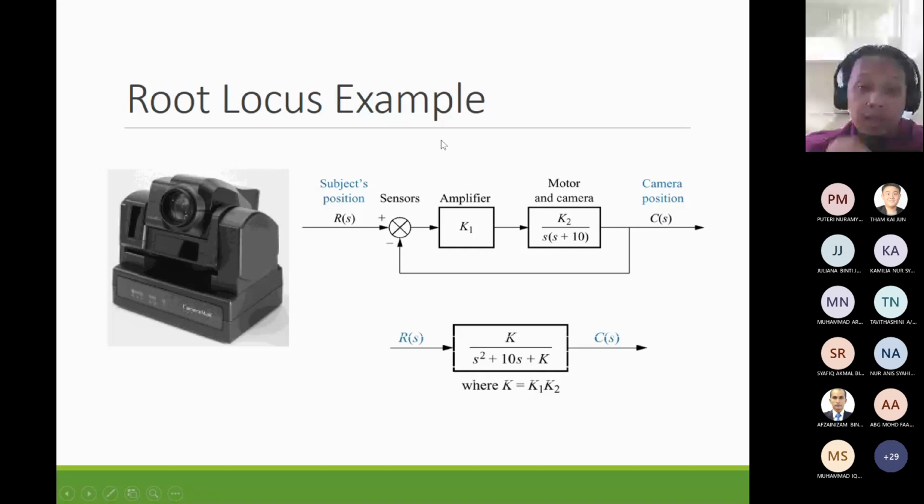So firstly, we simplify the block diagram. So we can simplify it, and then we get this closed loop transfer function. Here, the example simplifies K. So K equals K1 times K2. To make things easy, the transformation is represented by one K only, which is K equals K1 times K2.